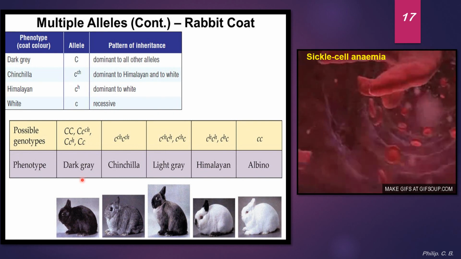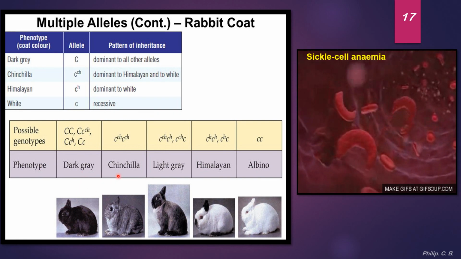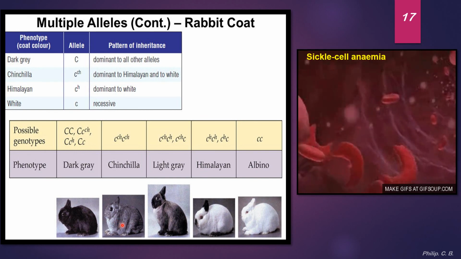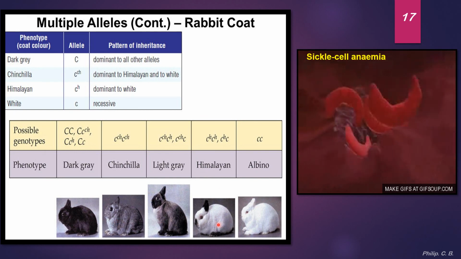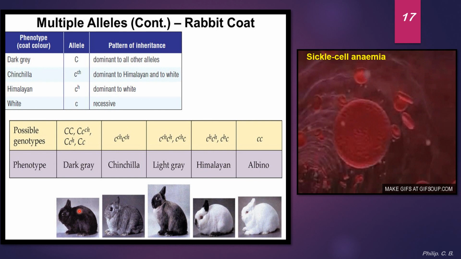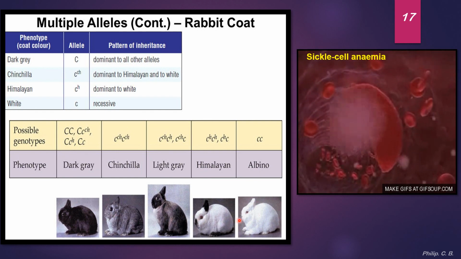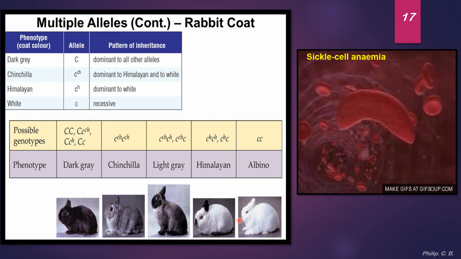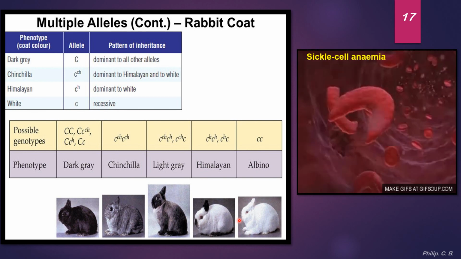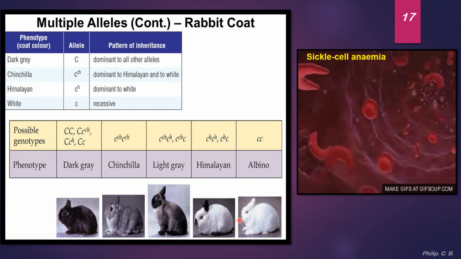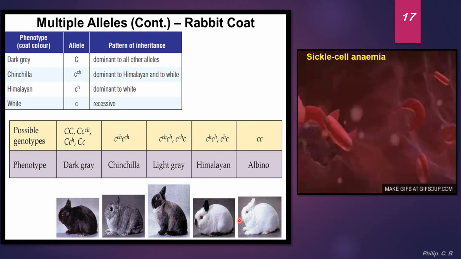So you can see the possible genotypes and phenotypes. You can see dark grey in the image I put up, chinchilla, which has a light grey coloration, Himalayan, and albino type. So there can be five types seen with multiple alleles. I just added this example for you to have a better understanding of what multiple alleles are, other than the example given in the text.